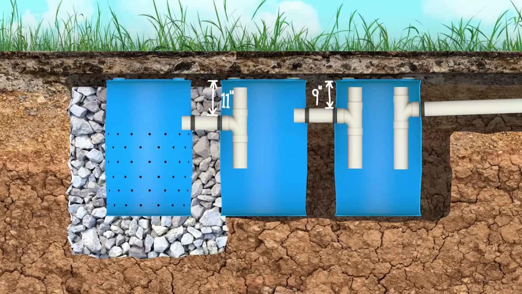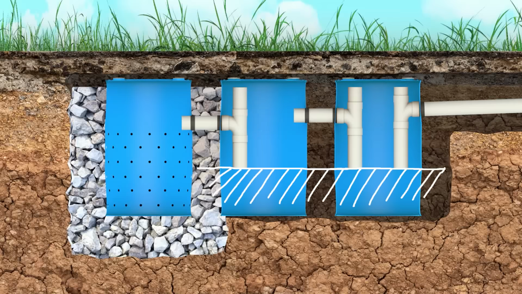The outlet tee is 3 inches lower than the inlet tee, and the third tee is 3 inches lower than the outlet tee, which means that for the outlet tee, this will be 6 inches, and this will be 11 inches. And for the third tee, this will be 9 inches, and this will be 9 inches. While all tees maintain the same distance from the bottom of the tank.